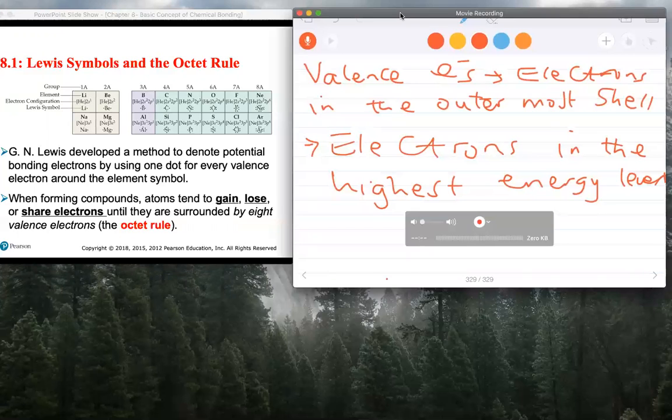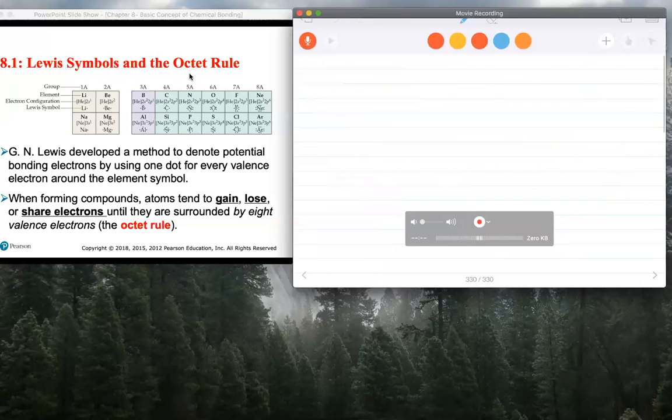If I have, say, sodium, if this is sodium, 2 electrons and 8 electrons here. For sodium, you have 2 and 8 electrons, right? And the outermost shell has 1 electron. This is the valence electron.